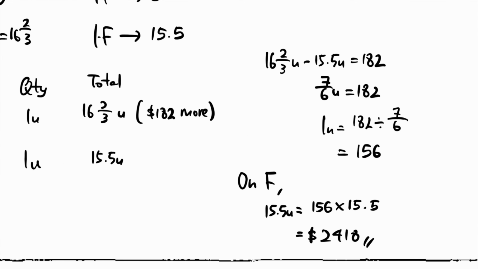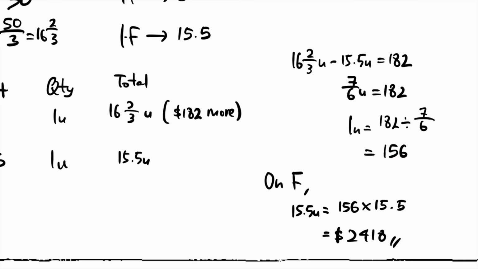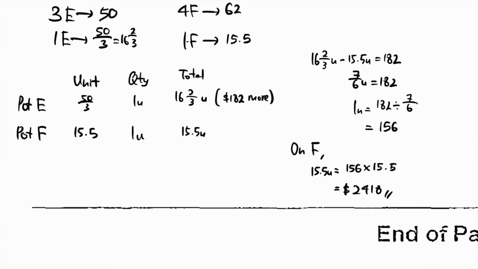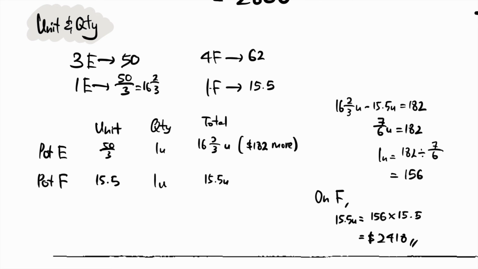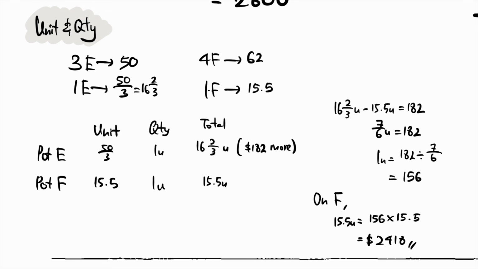Now, how much was spent on F? Okay, so 156. Oh, by the way, how much was spent on F? It's this one. Look. This is the amount spent on F in total. 15.5 U. Sure, 1 U is 156, 15.5 U is 156 times this. Gets us the number straight away. So unit and quantity is much better in my opinion because no guessing is needed.